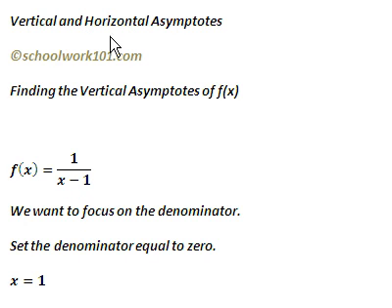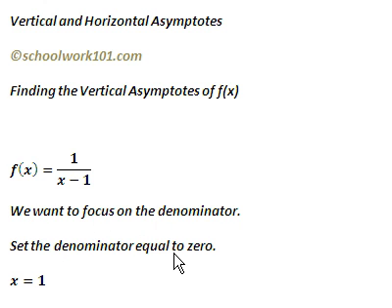In this lesson we're going to be talking about vertical and horizontal asymptotes. Finding the vertical asymptotes of f(x) is what we talk about first. Here's our function f(x) = 1/(x - 1). When we're looking for vertical asymptotes, it's important that we look at the denominator first. We want to focus on the denominator.